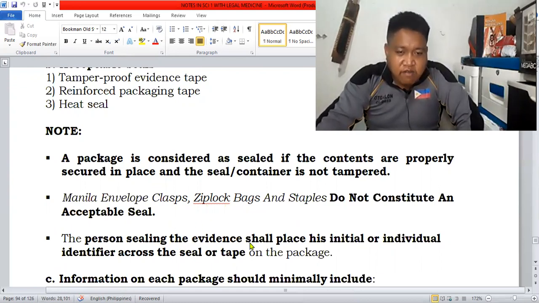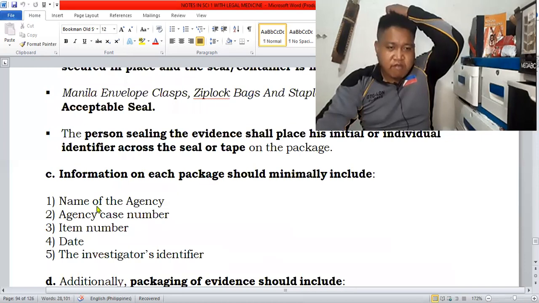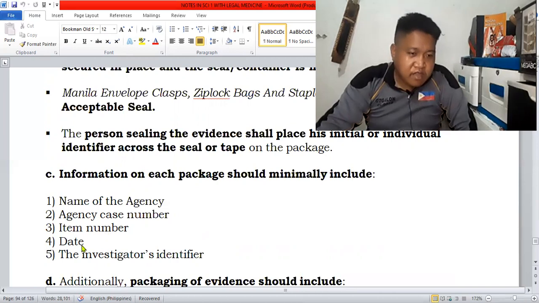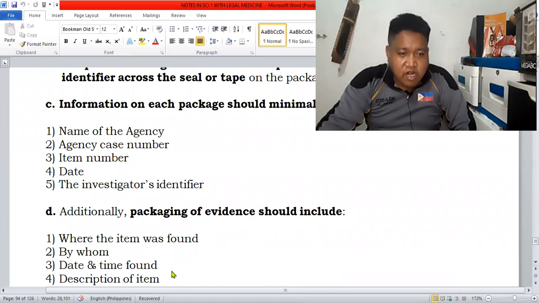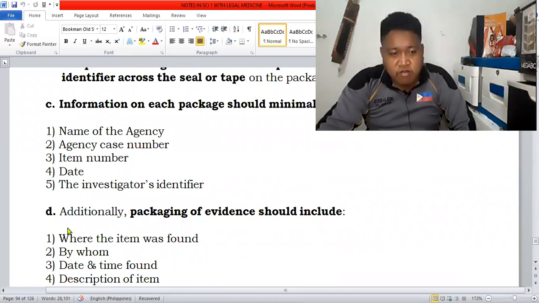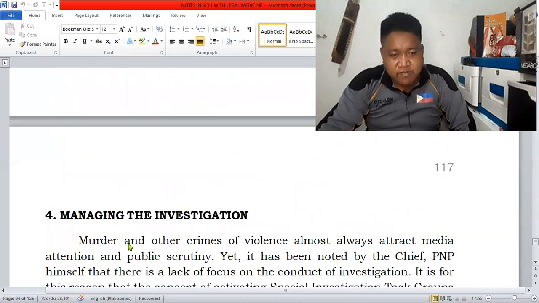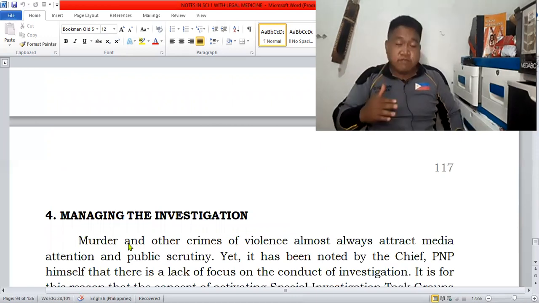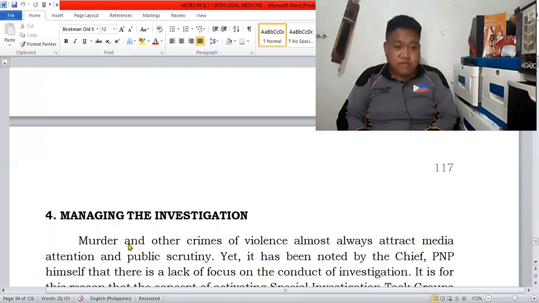The person sealing the envelope shall place his initial or individual identifying mark across the seal or tape on the package. Information on the package should minimally include name of the agency, case number, item number, date, investigator's identifier. Additionally, packaging of evidence should include where the item was found. Pwede mong include yan. By whom, date and time found, and description of the item. And with that, those are the collection procedures and preservation of evidence. That is the third part of crime scene investigation.